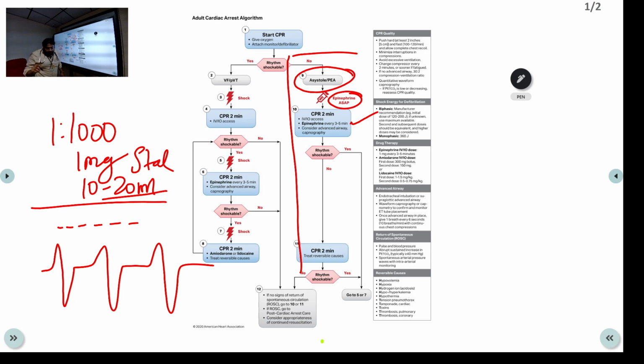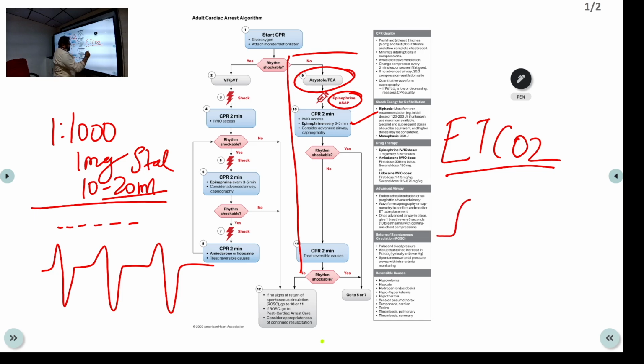And the most important thing that we should have is end-tidal carbon dioxide monitoring. Suppose you have intubated the patient and the patient is already on a ventilator, you have to connect that ETCO2 probe between the patient's bag mask end and the ET tube, and you should look for the capnography. So capnography images will be something like this, right? Something like this you will be able to see.